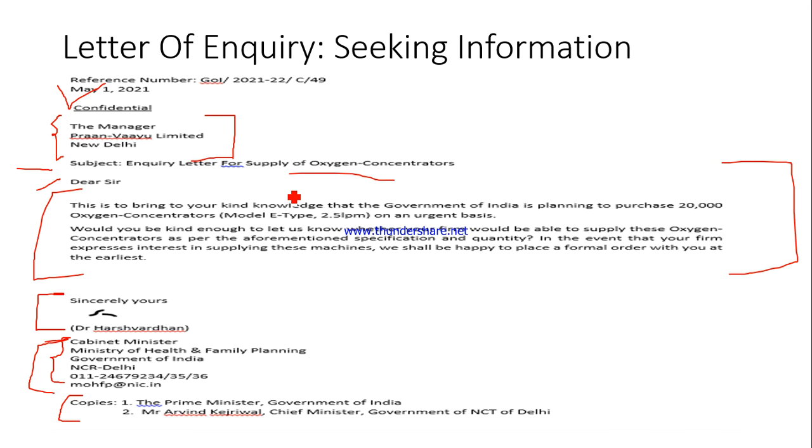Now have a look at the body. Dear sir, now salutation, and now let's have a look at the body. This is to bring to your kind knowledge. I hope you remember courtesy, the 4th C. I have to be courteous whenever I am writing a letter. So rather than saying that Government of India requires this, we are saying this is to bring to your kind knowledge. Now it's not necessary that you phrase your sentence like this particular sentence only. You can have your own variations. You would like to bring to your kind knowledge?